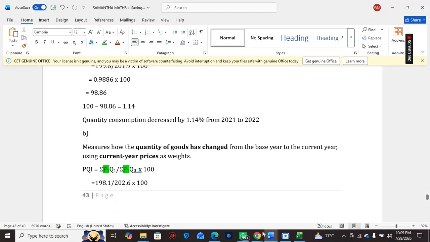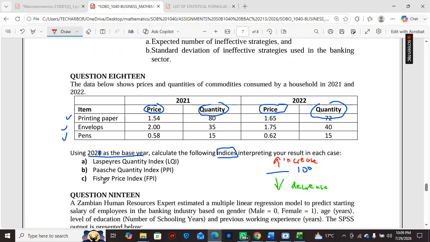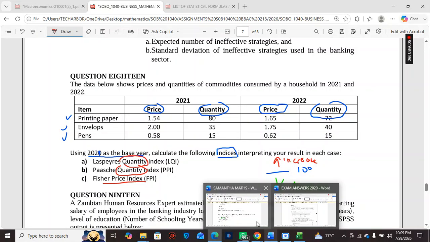Okay, colleagues, here we have to get the Fisher price index. The quantity index was measuring quantity changes. Now the price index is measuring price changes. This Fisher price index is an average of two other price indices: Laspeyres price index and Paasche's price index.